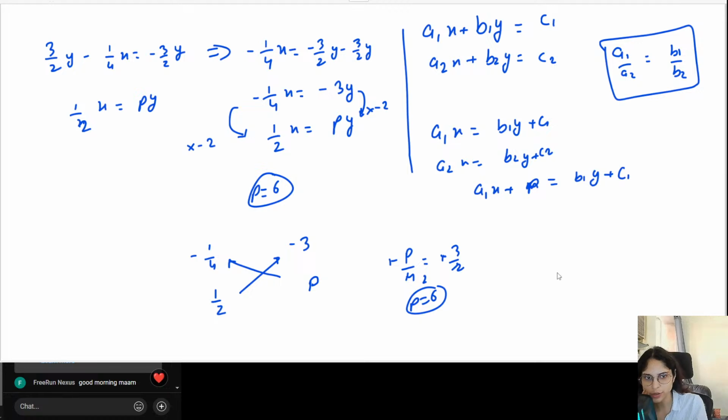Yeah, so basically the ratio of the coefficients of x and y should be the same. Okay, so just remove all the constants because that is just going to confuse you. Over here you have half x equals py, so you can do that. And yeah, so here you're multiplying with -2 because this is negative, this is positive, and 1/4 times 2 is 1/2. So if you're multiplying with -2, here also you multiply with -2, -3 times -2 is 6. So p is going to be 6. Okay.